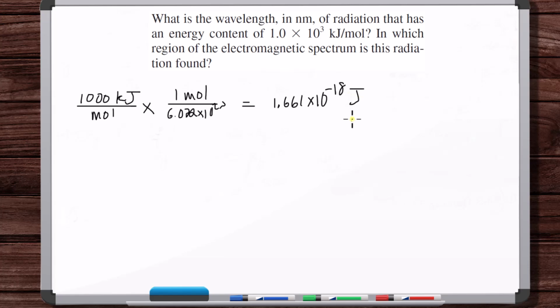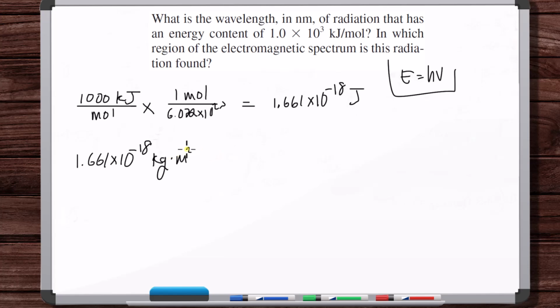Joules of energy here. Okay, we know that E is equal to hν. Let's keep that in mind. So let's put 1.661 times 10 to the minus 18 here. Now a joule: a Newton is kilogram meter per second squared, and a Newton times a meter is a joule. So kilogram meter squared per second squared.